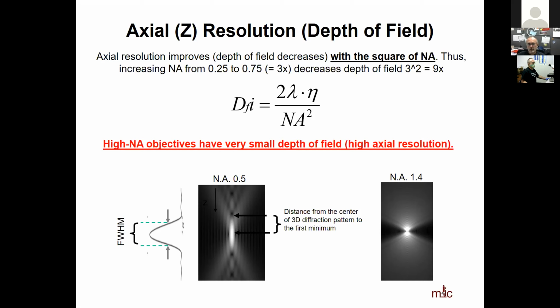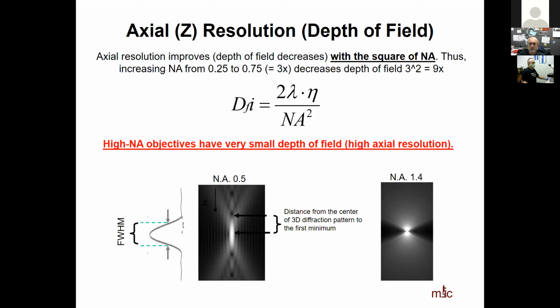You can also see that between different numerical apertures, the length of the Z resolution is very different, because the resolution increases with the square of numerical aperture. So if I go from 0.5 to 1.4, that's almost 3 times higher, and I will get about 9 times higher, or better, Z resolution, meaning a smaller number.